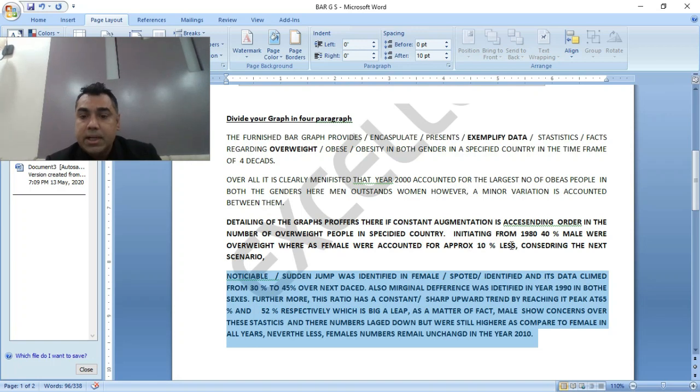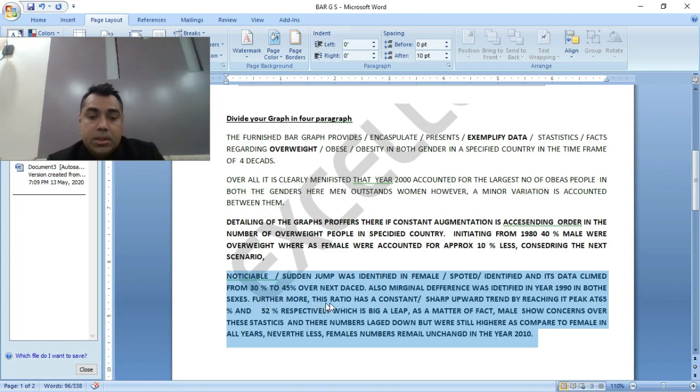For approximately 10% less, considering the next scenario, noticeable jump was identified in female. Also you can use a different vocabulary. So noticeable sudden jump, or noticeable jump, or a sudden jump, anything you can write down. So I will take noticeable jump. Noticeable jump was identified in female, and the data climbed from 30% to 45% over the next decade. Also, marginal difference were identified in the year 1980 in both the sexes or genders.